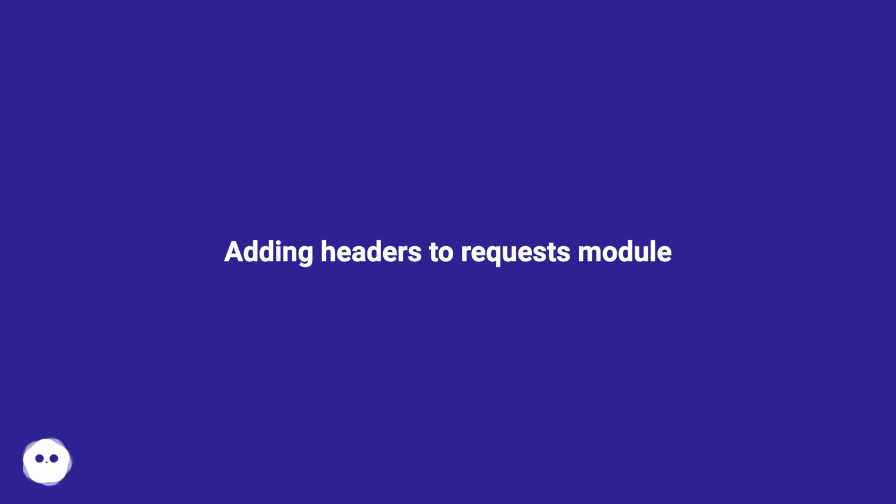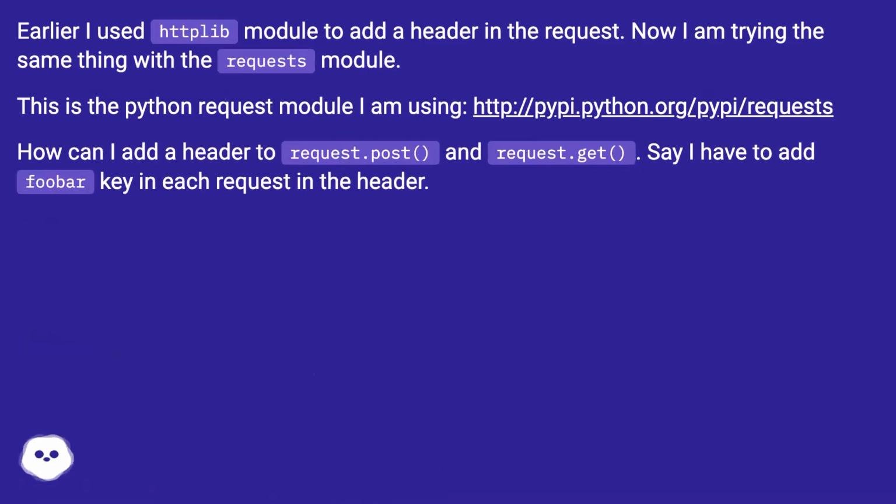Adding headers to request module. Earlier I used httplib module to add a header in the request. Now I'm trying the same thing with the request module.